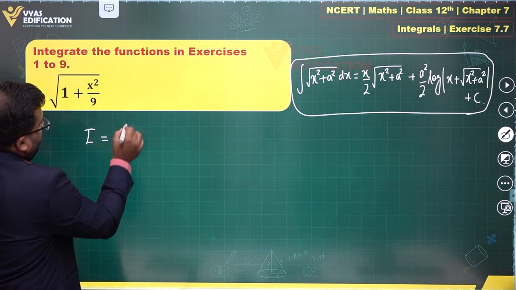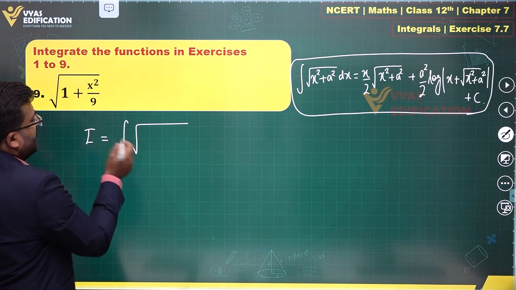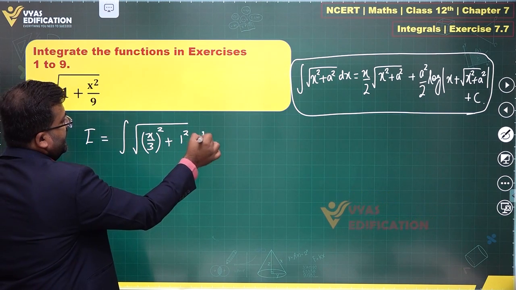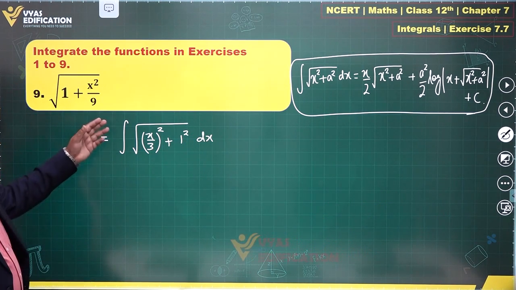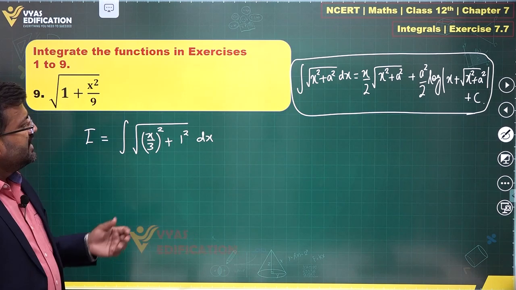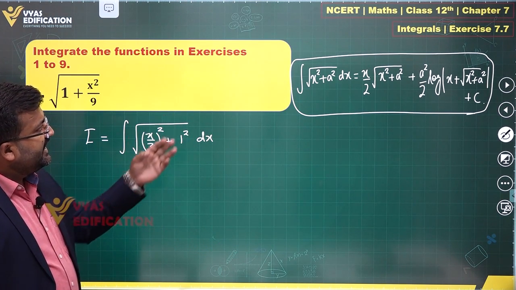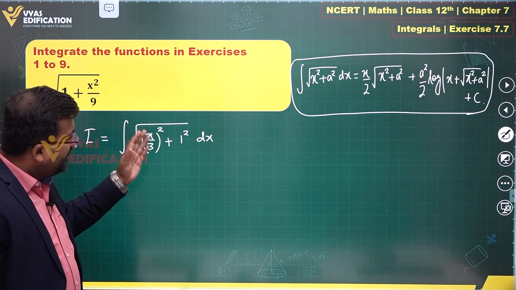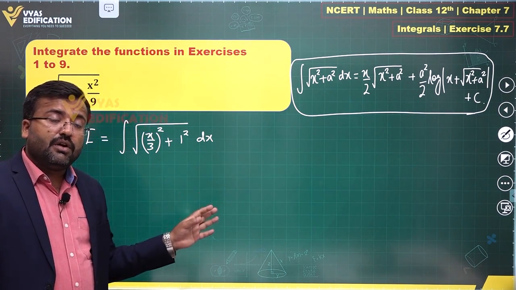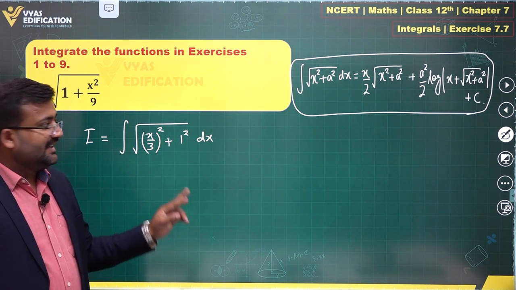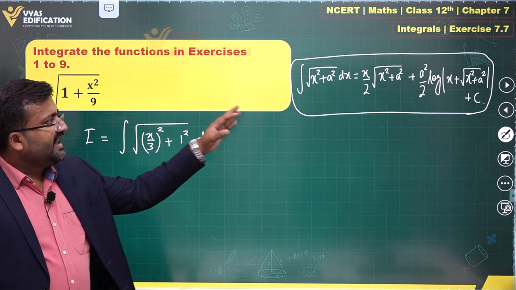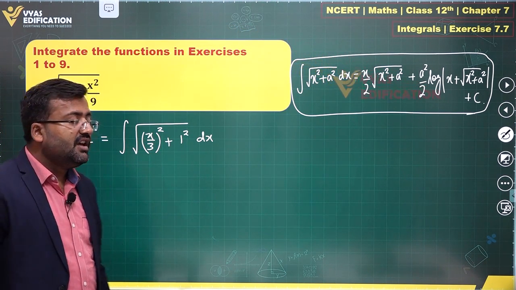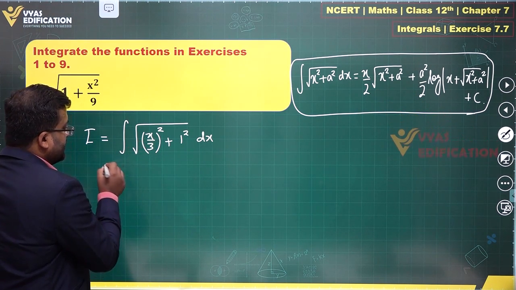I is the integral of the square root of x square by 9 plus 1. x square by 9 can be written as (x by 3) square, and 1 can be written as 1 square, dx. Now why am I writing x square by 9 before 1 square? Just to match with that expression, right? Instead of x, we have a linear function of x, which is 1 by 3 times x. So at the end of the application of the formula, I'll have to divide by 1 by 3, which is the coefficient of x.